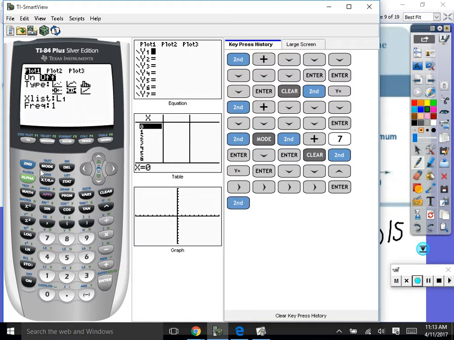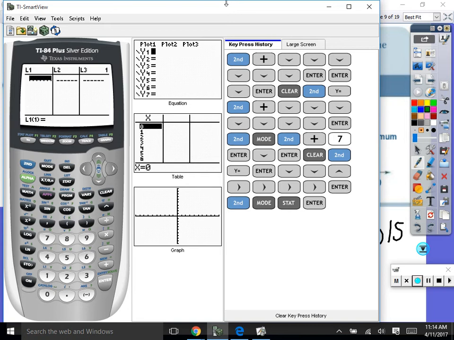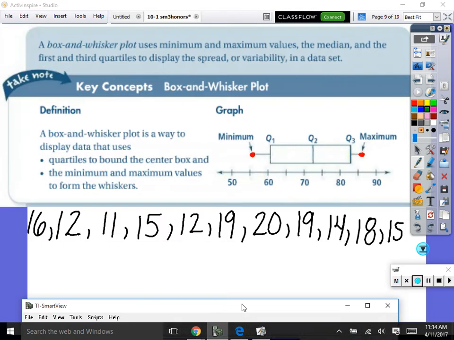Okay, so now I can get out of there, hit second quit. Now you're going to hit stat. So we're dealing with stat. You're going to hit stat and then edit. And in list 1, you're going to type in all your values. So let's make a box and whisker plot for this.